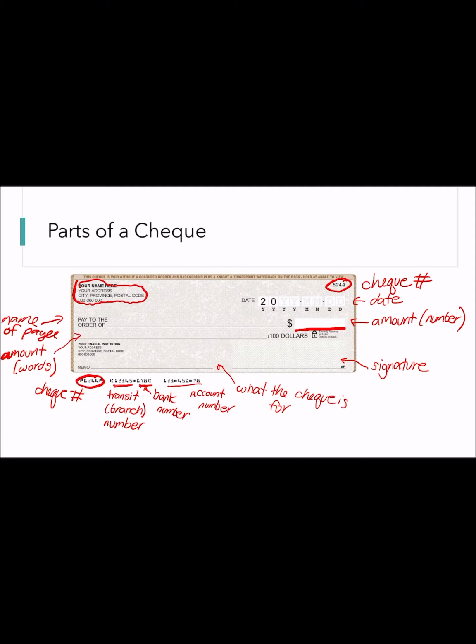All right, so a check isn't something that you want to be sharing freely because it does have some sensitive information on it. So you have to be very careful.